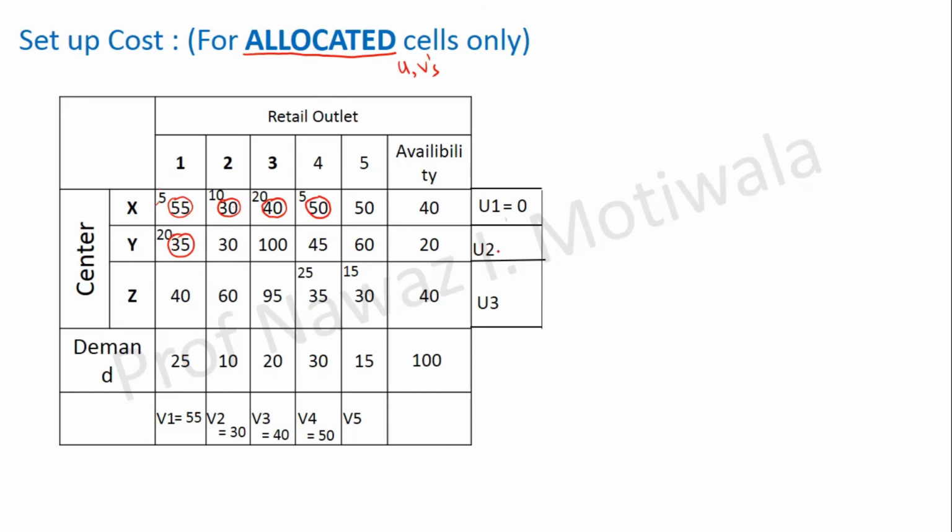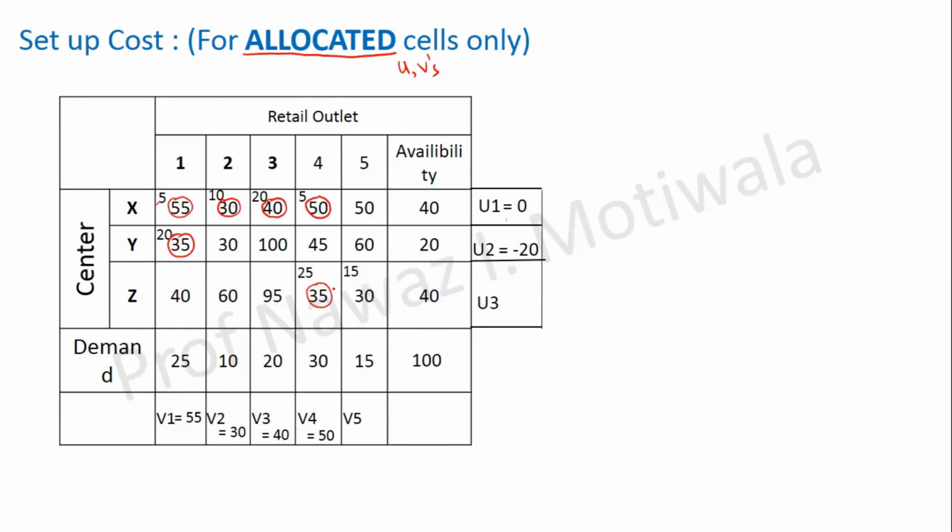Minus 20. U2 will be minus 20 because minus 20 plus 55 will give me 35. So here I will write U2 is equal to minus 20. So we got this answer also. Now the last one. Let us go for this 35.